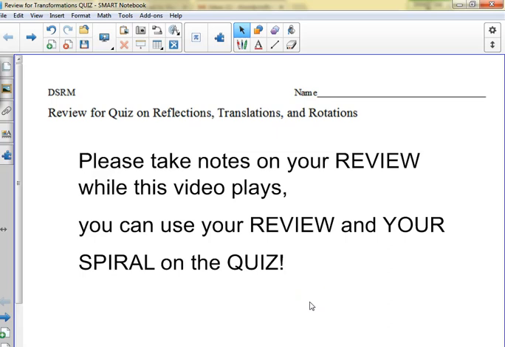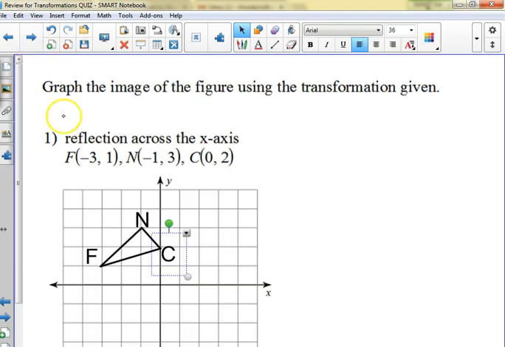Right, guys, you should have picked up the review at the door as you came in, and I'm going to go through the review. As I do this, you need to be taking down notes so that you can use this review on the quiz, and remember to look stuff up in your spiral so you know where things are. All right, the first question has the figure drawn for you.